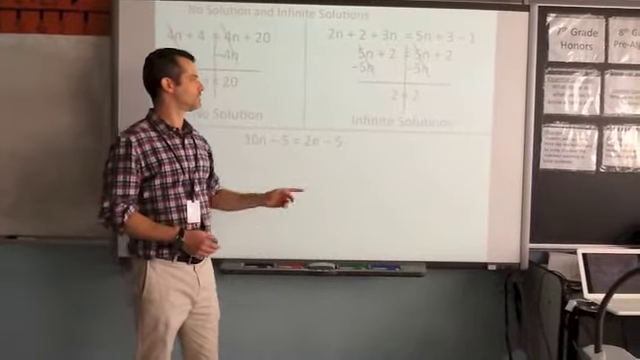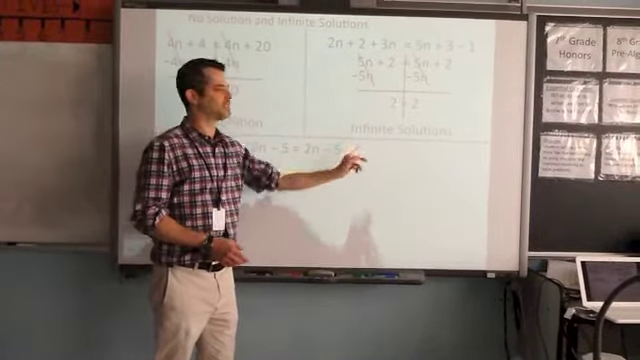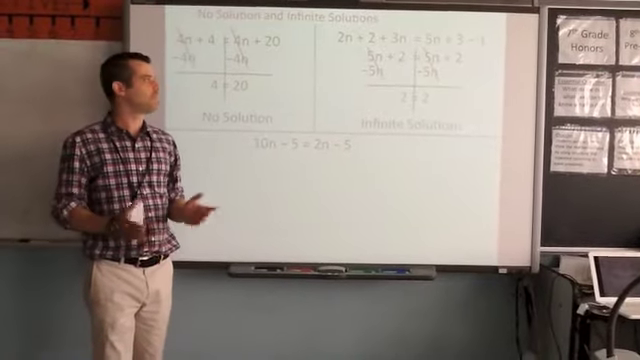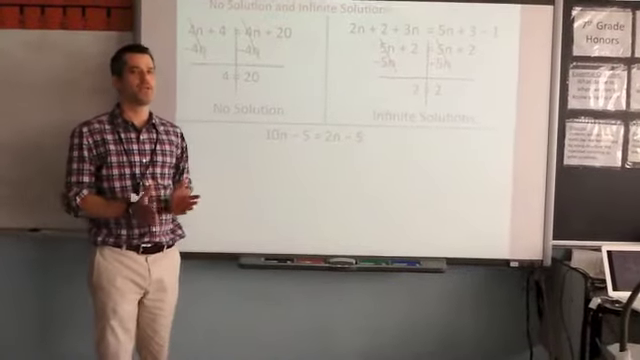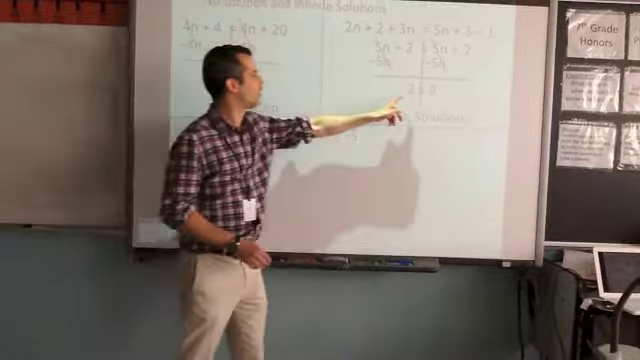This is always true. 2 is always equal to 2. We say this is infinite solutions. What that means is it doesn't matter what we put in for n. It's always going to be true.